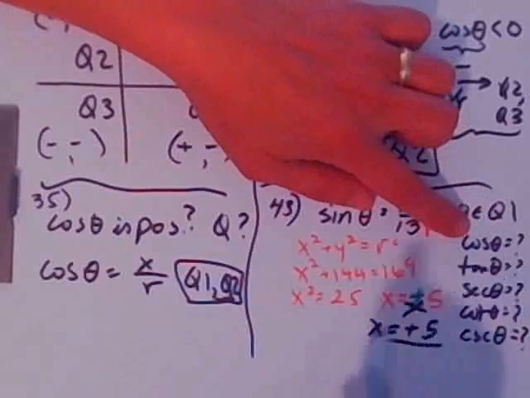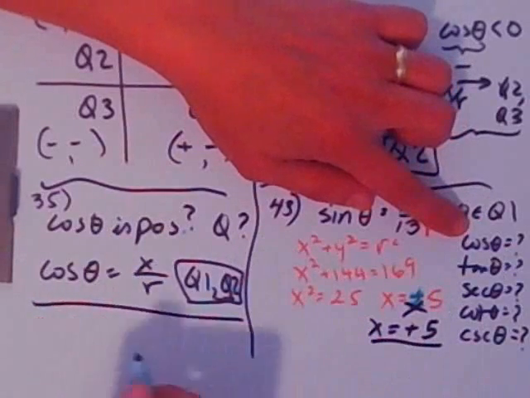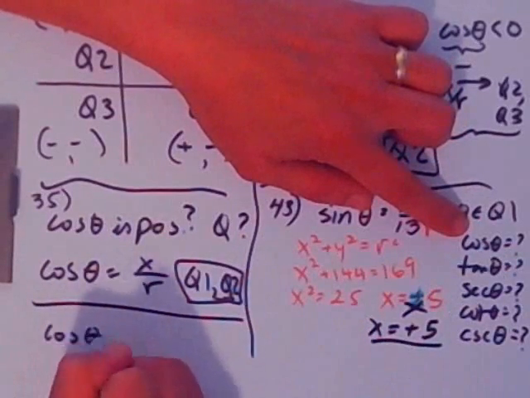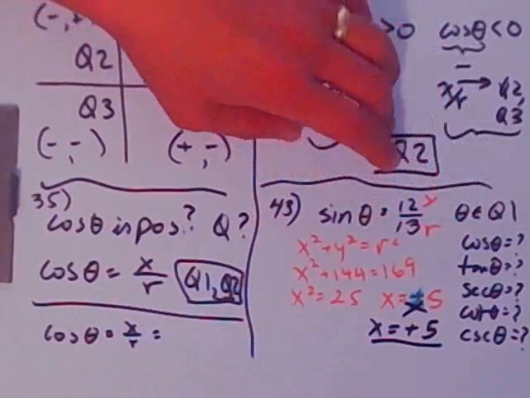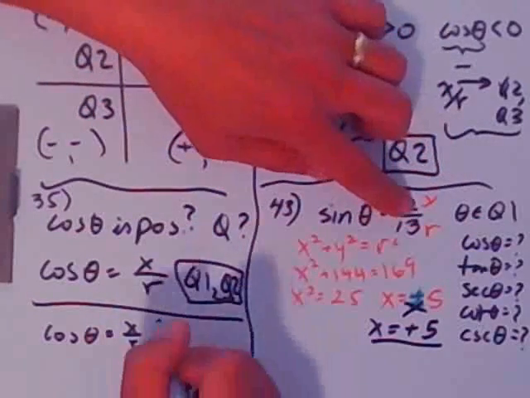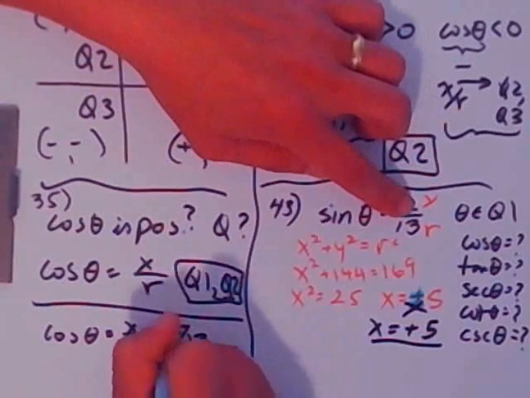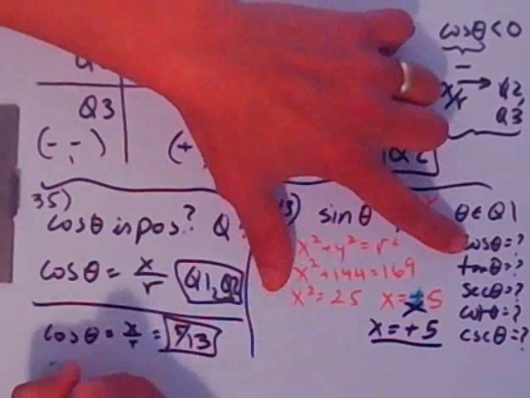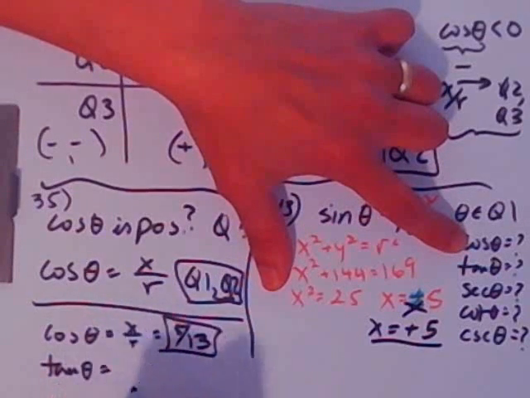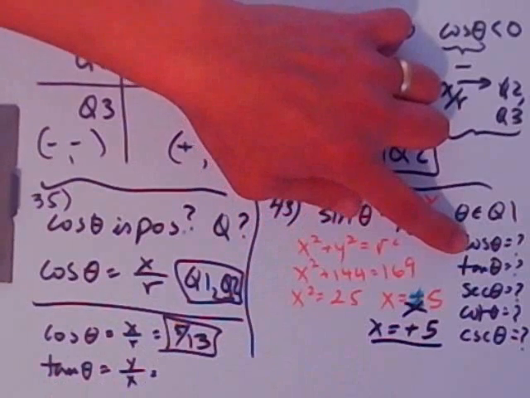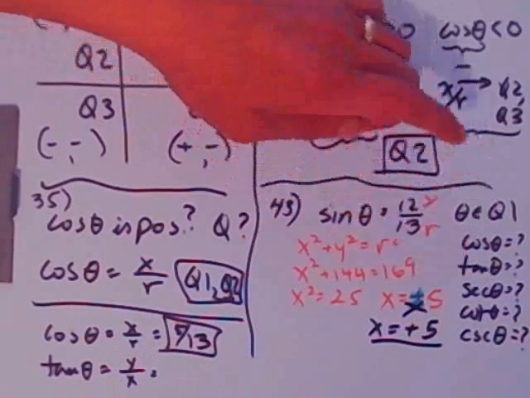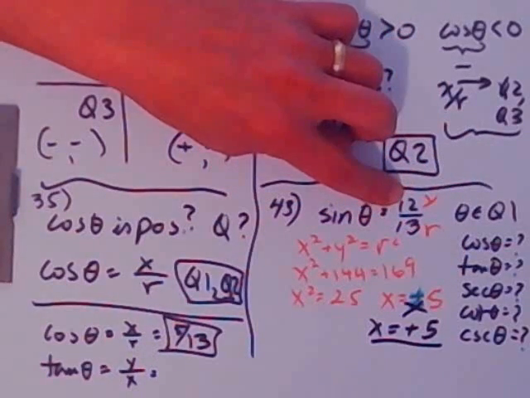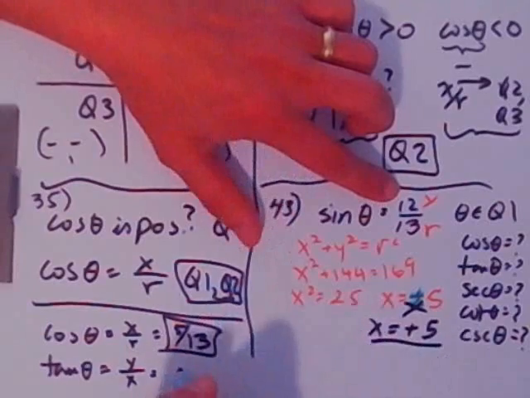So what's the cosine of the angle? We're going to do it right over here. It's x over r. What's my x value? 5 over r, 13. What's the tangent of the angle? It's going to be y over x. So I memorized it. Memorize your ratios, please. Tangent is y over x. Y is 12. X is 5.